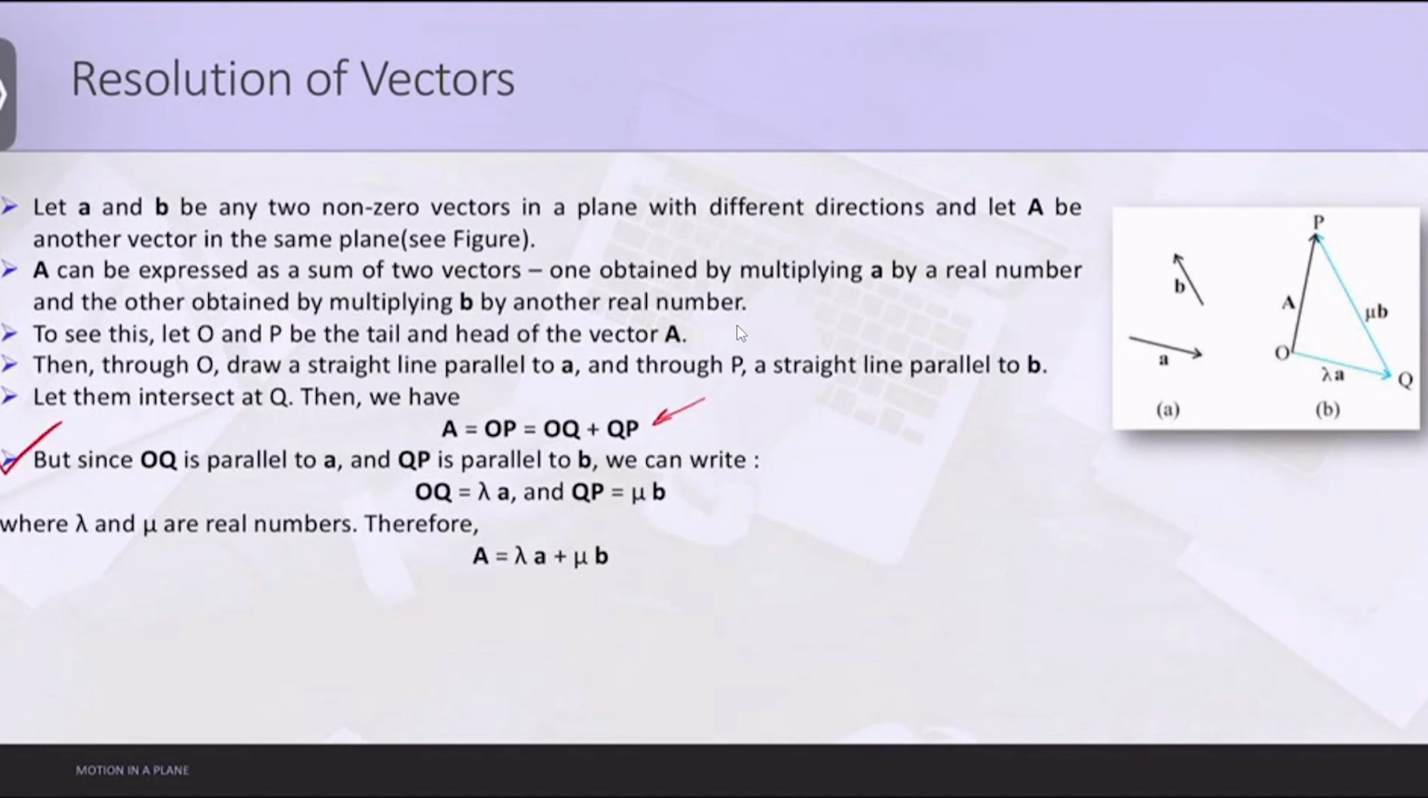But since OQ is parallel to a, and QP is parallel to b, we can write OQ as some lambda times a and QP as mu times b, where lambda and mu are real numbers. Finally, what we got is that vector a is equal to lambda times a plus mu times b. That was the final conclusion of this lecture slide.